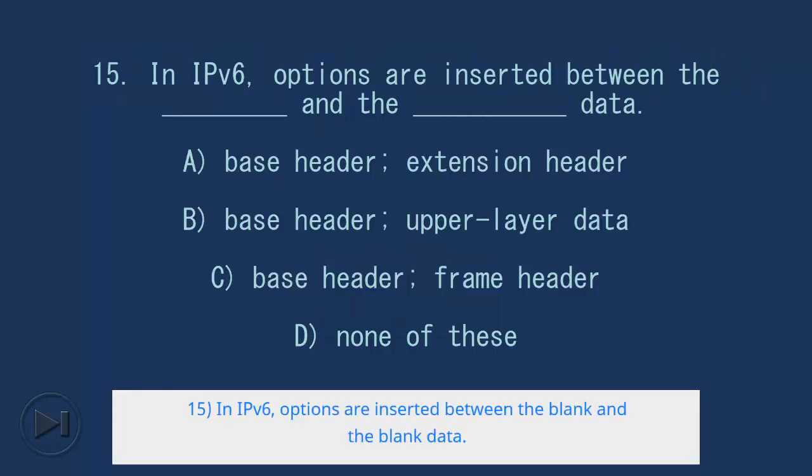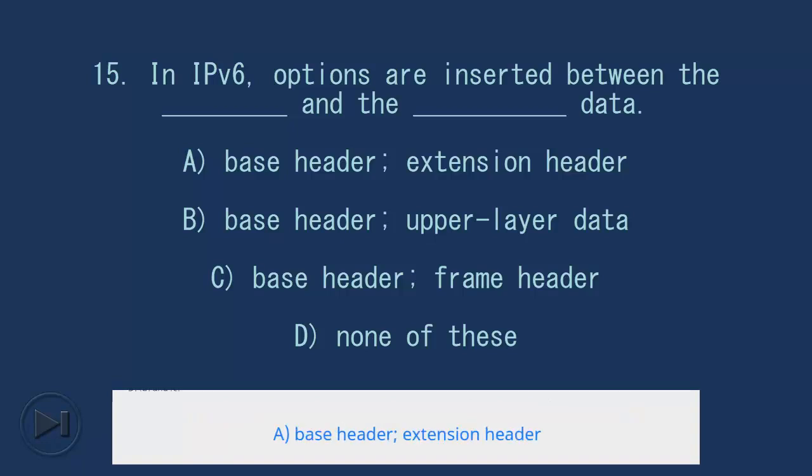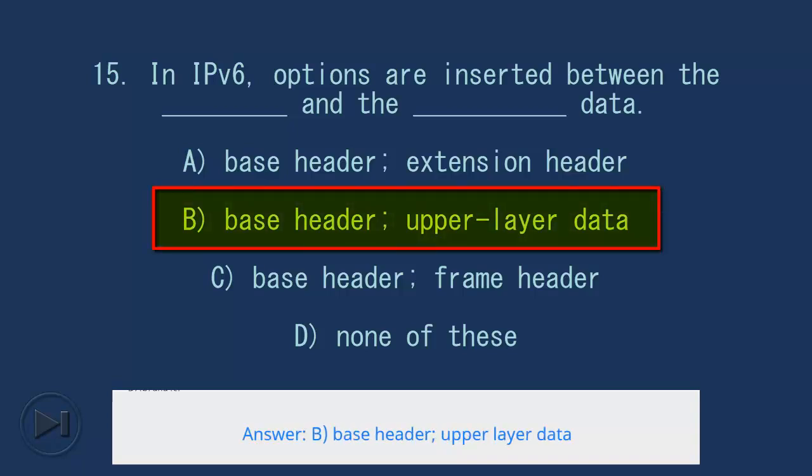15. In IPv6, options are inserted between the blank and the blank data. A. Base header, extension header. B. Base header, upper layer data. C. Base header, frame header. D. None of these. Answer, B. Base header, upper layer data.